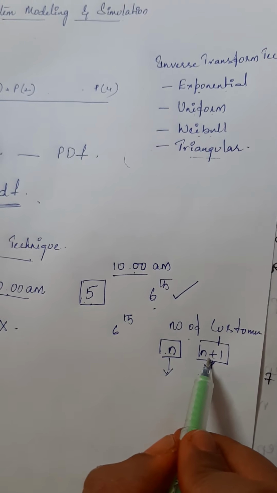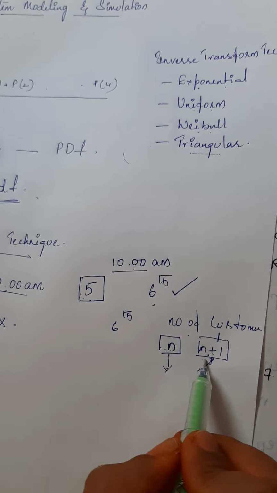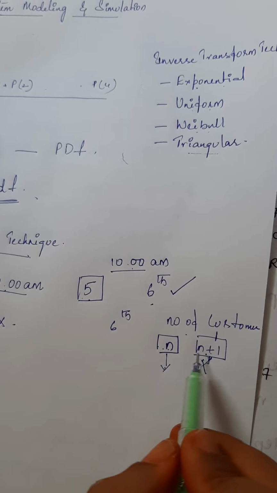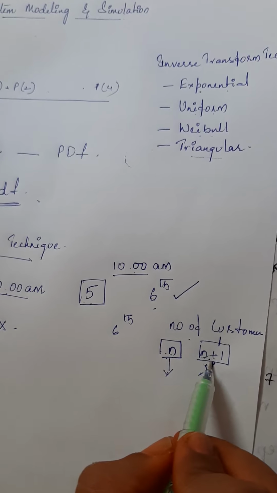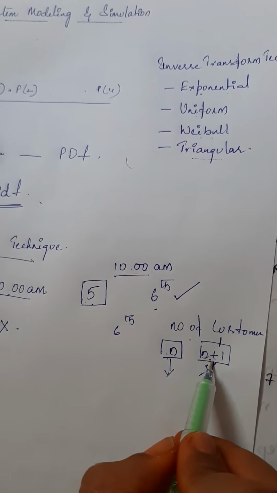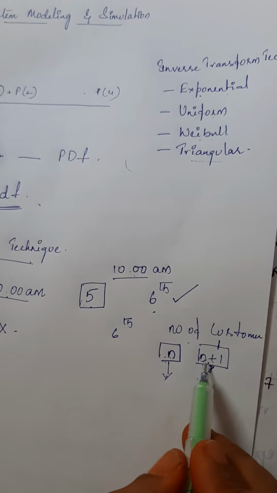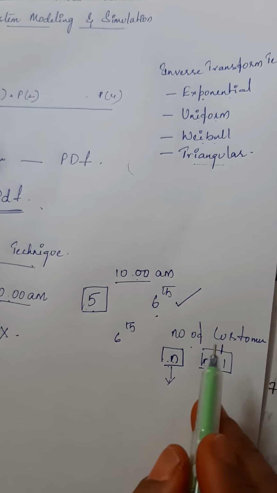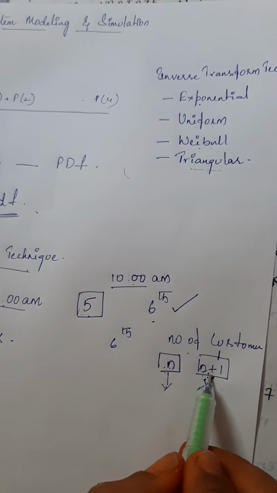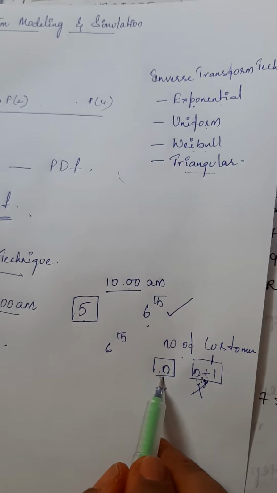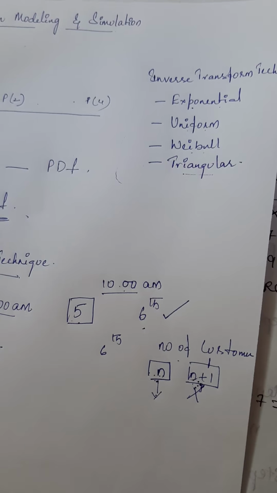When will I accept that the number of customers is n plus 1? When will I reject it? When the n plus 1th customer is within time, then I accept that n plus 1 customers are in the system. When the n plus 1th customer is out of time, that is if he is coming after 10 o'clock, then I will reject this n plus 1th customer and I say that the number of customers in the system is n. This is how the acceptance rejection technique works.